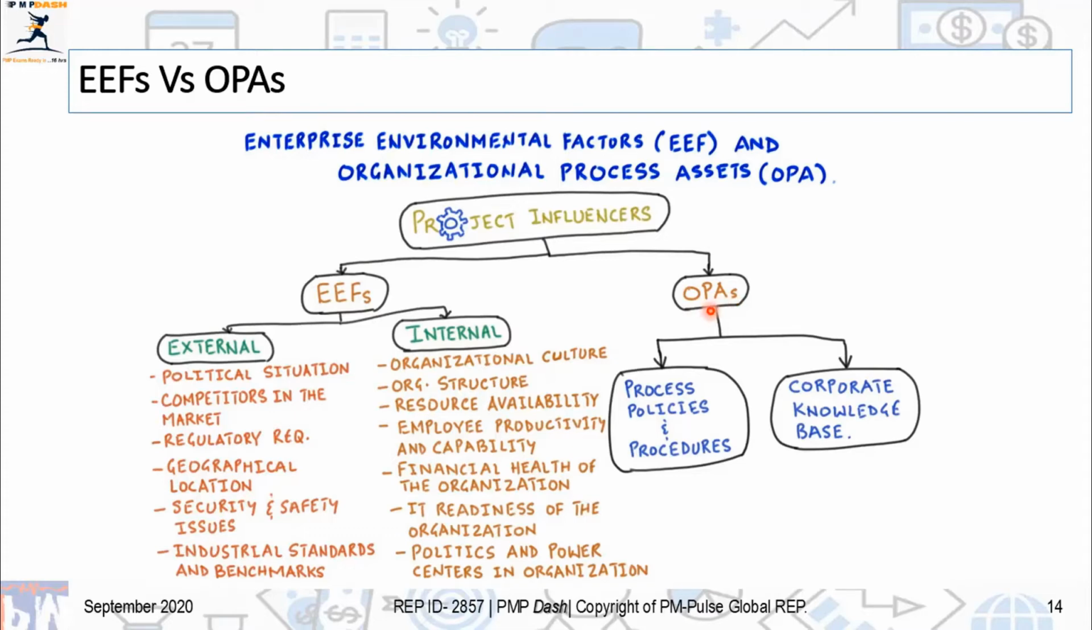So the meaning of the term process assets means templates, processes, knowledge base, right? Things like lessons learned, documentation, checklists, all those kinds of things are called OPAs. Anything which is not an OPA but does affect your project is enterprise environmental factors. I think that's an easy way to think about it.